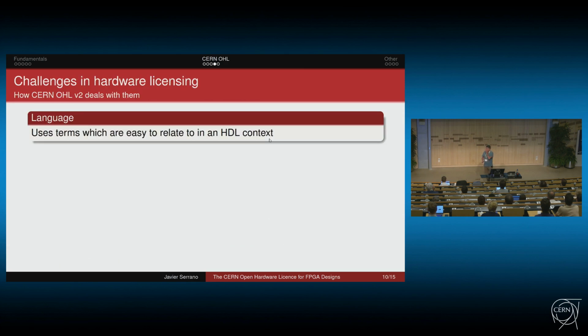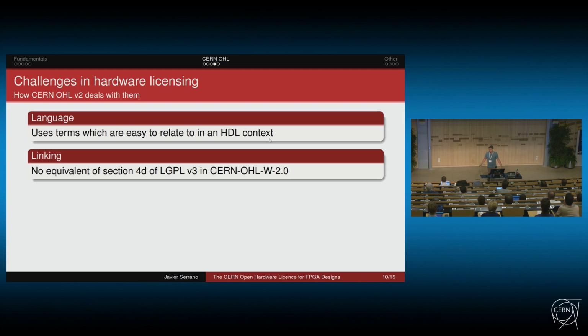Okay, so how does CERN OHL cope with the shortcomings I explained earlier? In terms of language, it's very easy. It was drafted from scratch, so the language is one that hardware people can relate to easily. Linking, there is no clause equivalent to this LGPL clause.